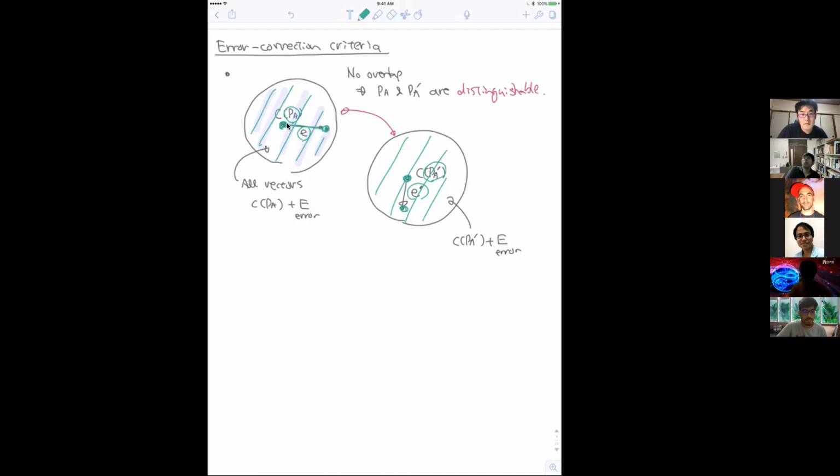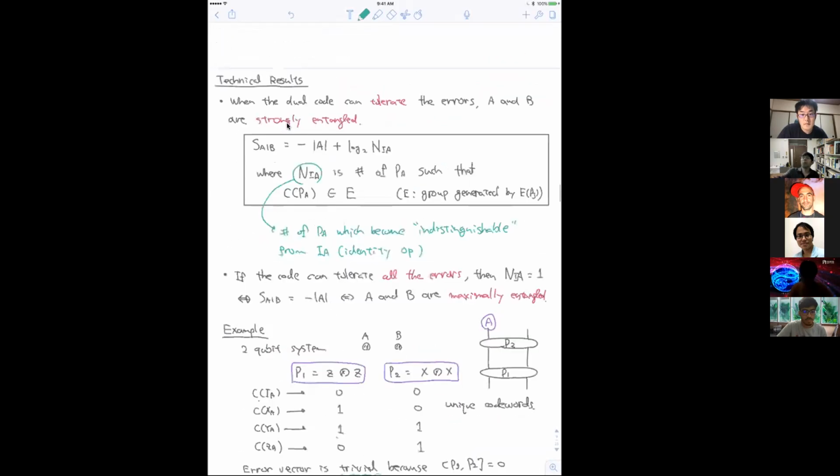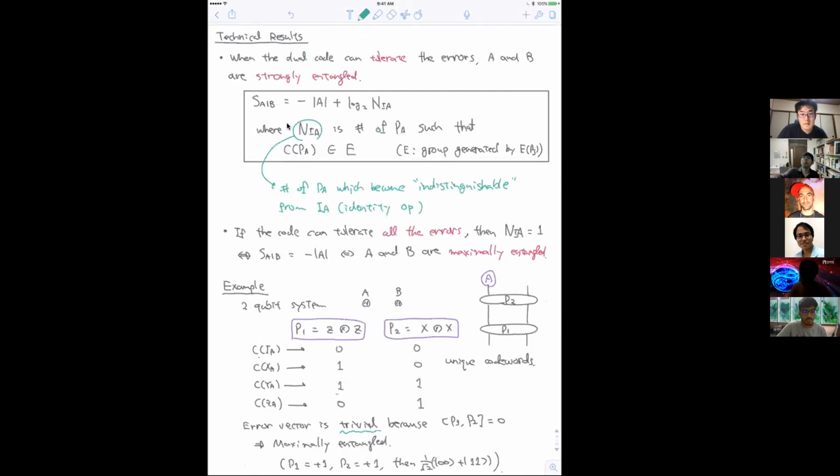All right, so that is the idea. Now, let me mention one of my results. Roughly speaking, it says the following: if the dual code, this classical error correcting code, can tolerate errors, then A and B are strongly entangled. Namely, this can be turned into a formula, which is pretty precise.